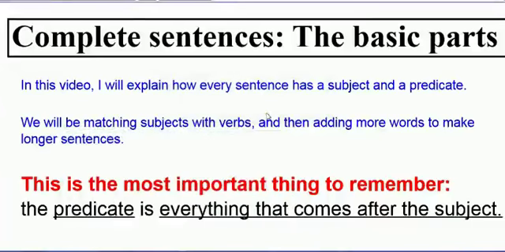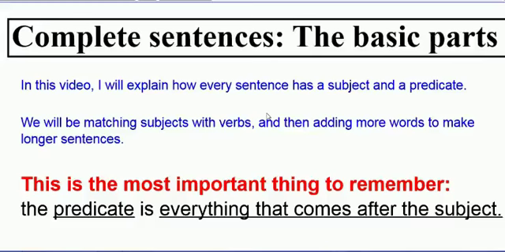Complete sentences, the basic parts. In this video, I will explain how every sentence has a subject and a predicate. So those are the two basic parts of a complete sentence, the subject and the predicate. We will be matching subjects and verbs and then adding more words to make longer sentences.